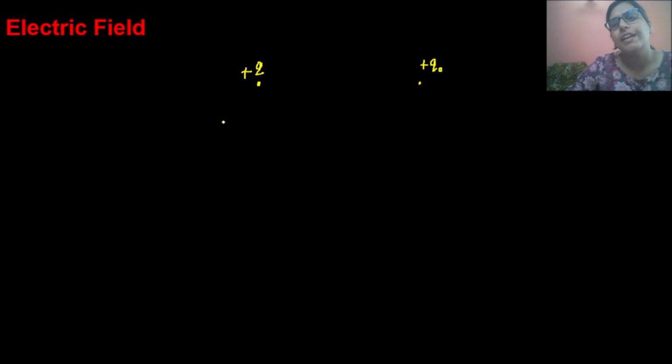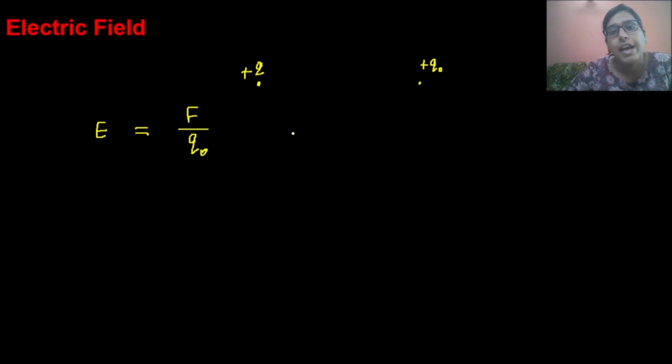And electric field is a vector quantity and is denoted by capital E, and it is written like E equals to F upon Q naught. Q naught is the value of test charge, and here F is force experienced by this test charge. Suppose if both are positive charge, then the force will be repulsive in nature and direction will be like this. So this force upon this Q naught test charge is called the electric field intensity due to this positive charge.